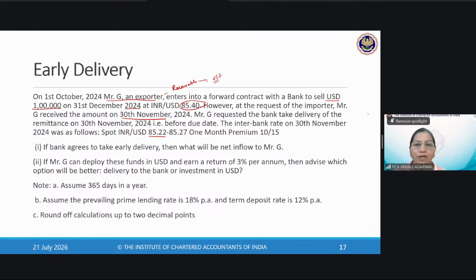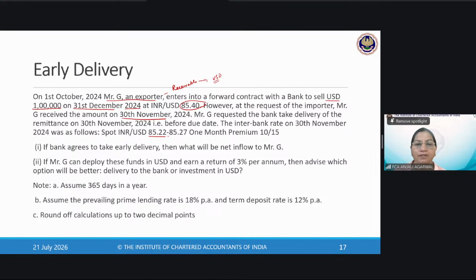But the bank would have already covered itself, that whatever dollars Mr. G will give, it will sell in the market. So the bank would have already covered itself for 31st December. But now on 31st December, the bank will not receive 100,000 from Mr. G. So the bank will have to buy 100,000 for 31st December on 30th November. So the bank will enter into a forward contract on 30th November to buy $100,000.